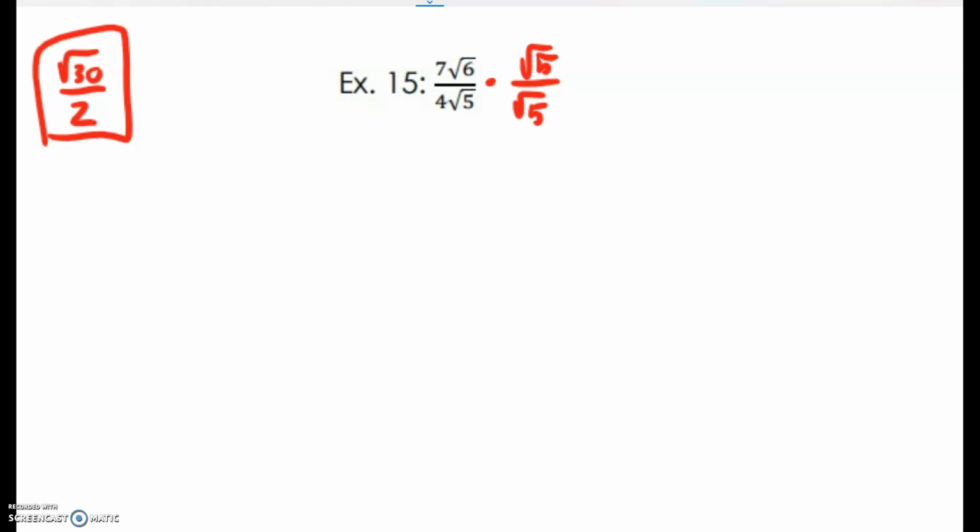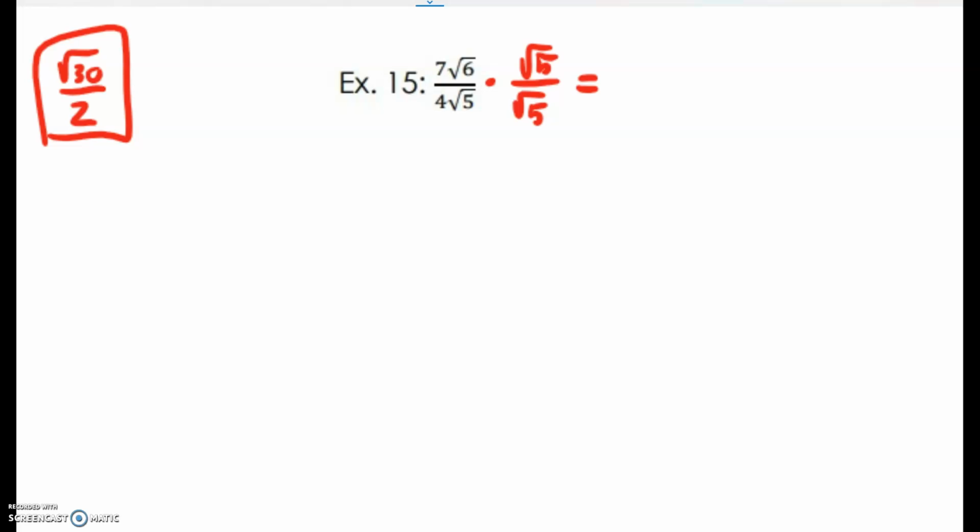So notice I did not multiply by the 4. That's not going to really do anything for me. It would still get rid of the radical 5 if I multiplied by 4 radical 5, but it'll also inflate the numbers a lot, and it's just unnecessary. So I'm going to multiply by radical 5 to top and bottom, and that should do what I need it to do. So let's see what happens.